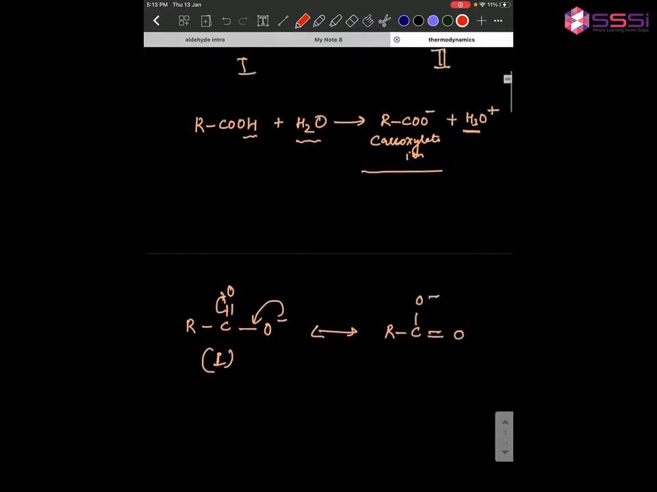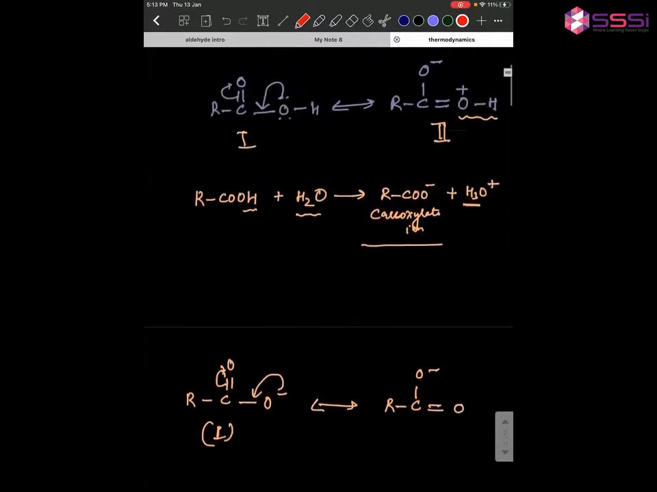Thus these are the resonating structures for carboxylate ion, and these are the resonating structures for carboxylic acid. We see that both carboxylic acid and carboxylate ion are stabilized by resonance. But the first and second structures of carboxylate ion are more stabilized in resonance than the carboxylic acid resonance structures.